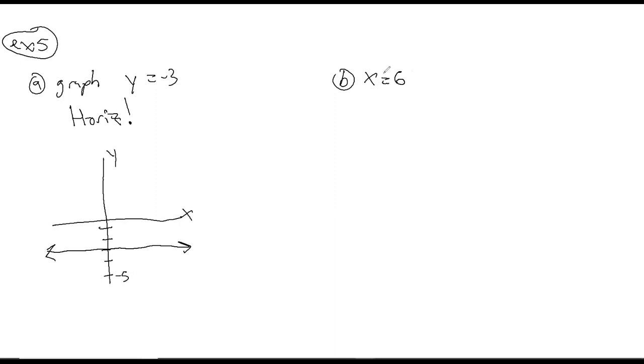Conversely, with B, with X equals 6, that would be a vertical line because it's X equals. And I know, like I said earlier, it feels backwards because X is the horizontal axis. So you might think that X equals 6 means, oh, just go right 6. But again, no, we're saying that you're always going right 6, no matter what the height is, no matter what the Y is. If Y is 0, we're going right 6. If Y is 12, we're going right 6. If Y is 10 billion point 3, we're going right 6.